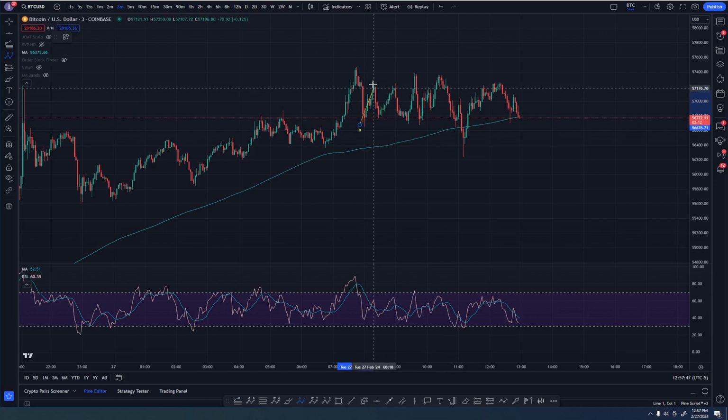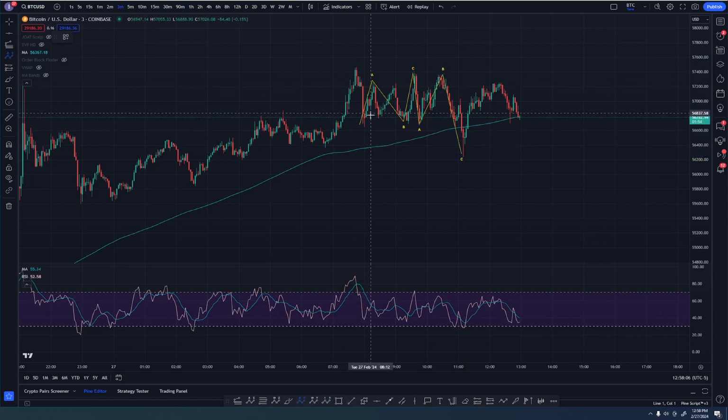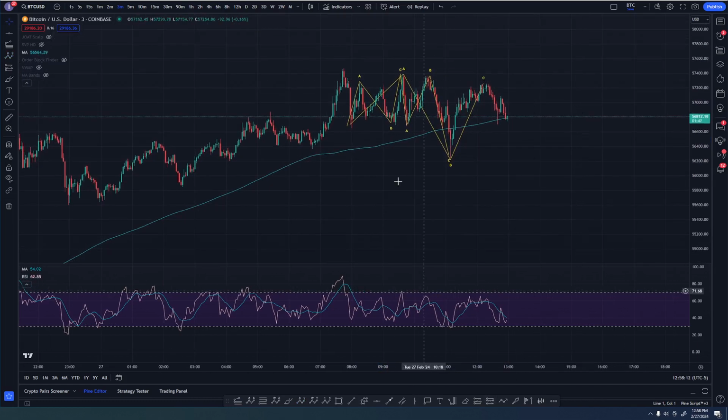So we've got an A, we've got a B, and a C. That's an interesting wave right there. Then you have an A, a B, and a C right there. Now you have a 3-wave A, a 3-wave B, and a 5-wave C. That's an impulse. That could be right there a running flat.